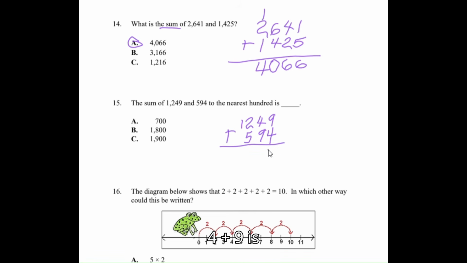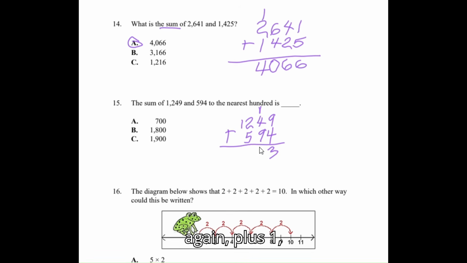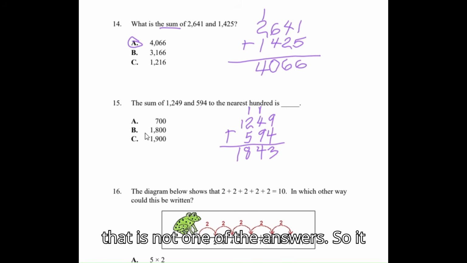4 plus 9 is 13. We're going to put down a 3 and carry the group of 10 over. 9 plus 4 is 13 again, plus 1, 14. Write down the 4 and bring over the group of 10. 5 plus 2 is 7, plus 1 is 8. And 1 plus nothing is 1. So our answer is 1843.